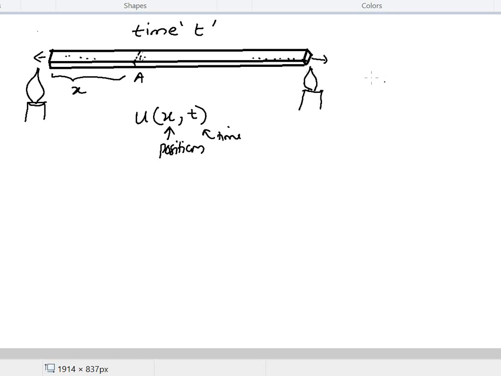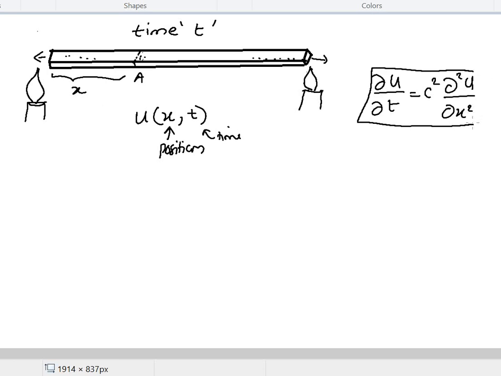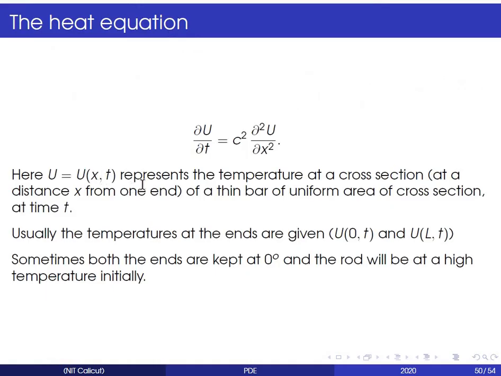So the heat equation says that ∂u/∂t = c² ∂²u/∂x². This is the equation ruling the temperature distribution of this rod. Okay, so how do we solve this is the question. So u represents the temperature at a cross section, and the rod is a thin bar with uniform area of cross section, etc. And the temperature at the ends need not be zero.